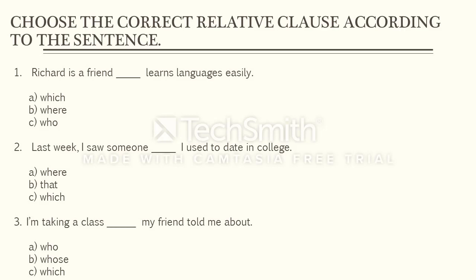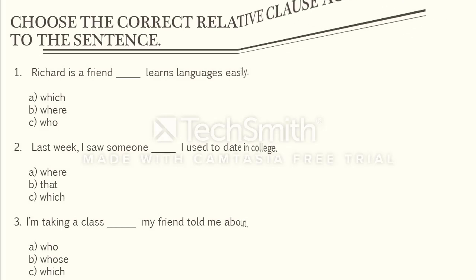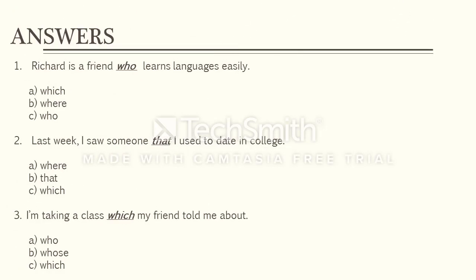Okay, so very well, then you have the answers. Can you see? Okay, so Richard is a friend. Very good if you put who. Richard is a friend who learns languages easily. Okay, very well. The second one: last week, I saw someone that, very good, I used to date in college.